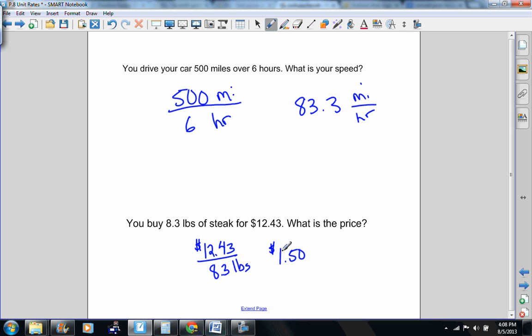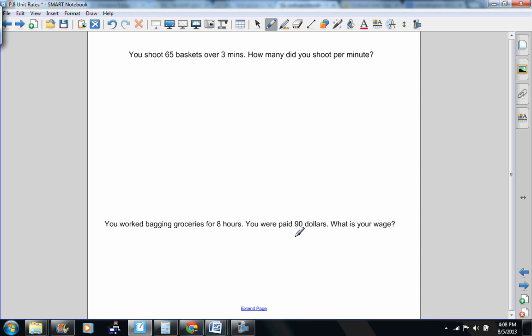$1.50 per pound. Okay, now there's lots of different ways you could write this. You could say $1.50 per pound, but that looks kind of weird. As long as you say it correctly, that's the most important part here. I usually write it like this because that's how I see it when I go to Hy-Vee or Walmart or wherever. So I'd like you to try these two on your own and see what you get.